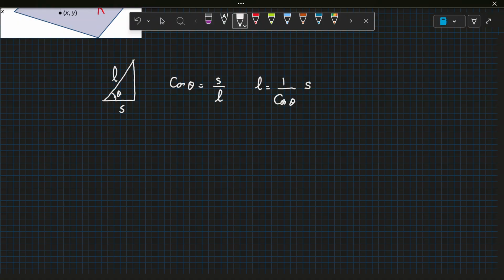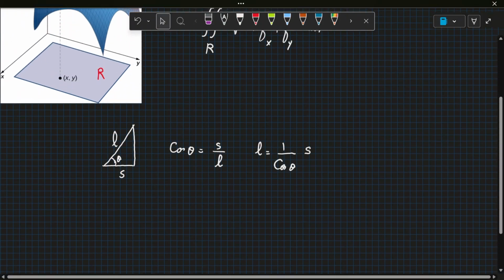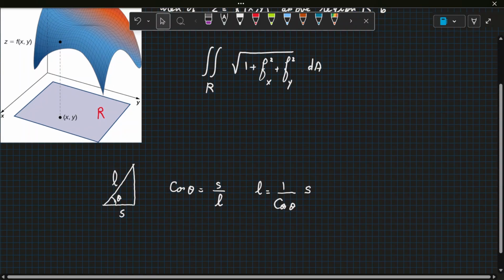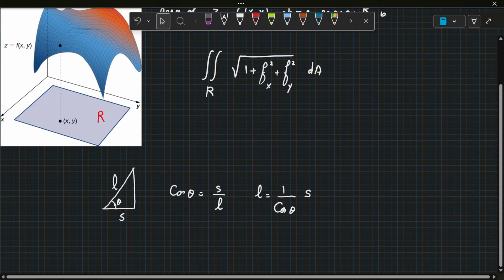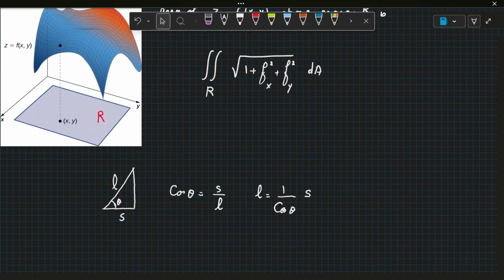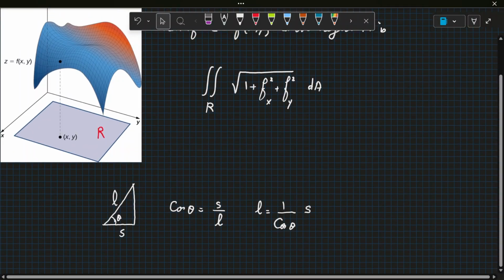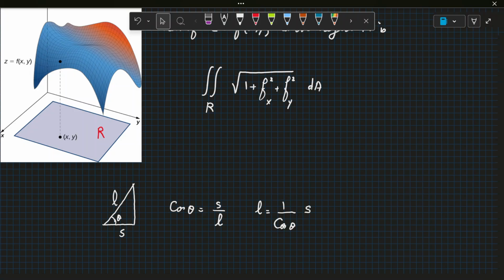How is this going to be useful to us? S is going to be in the region R, and L is going to be a certain line segment we are going to look at in the surface itself. So S is going to act like a shadow, and L is part of an object that is causing the shadow. The relationship between the two of them is very simple. L is 1 over cosine times S. We are going to see that this 1 over cosine expression is going to turn out to be just that. Let's go ahead and proceed.